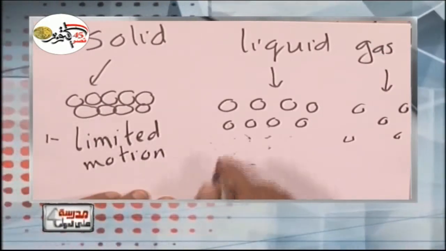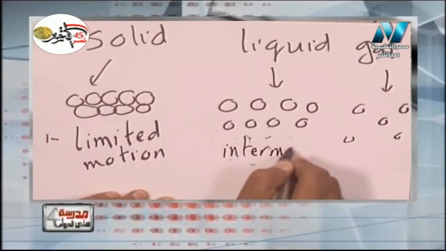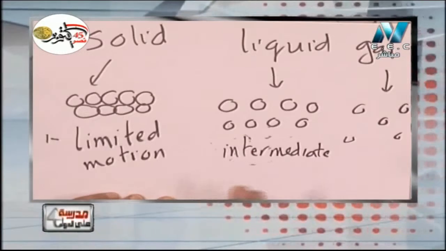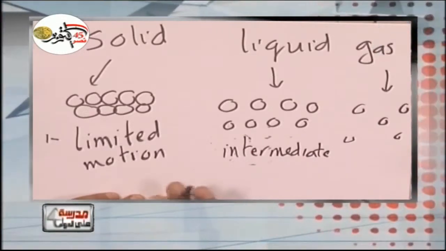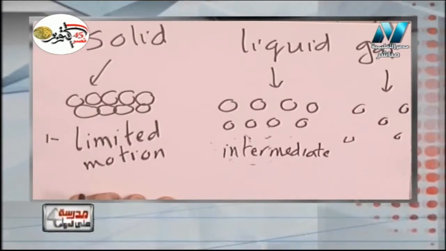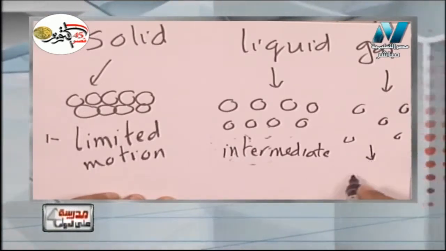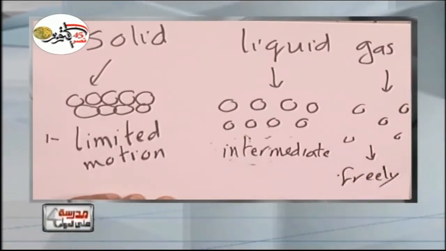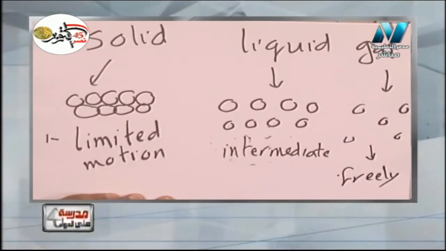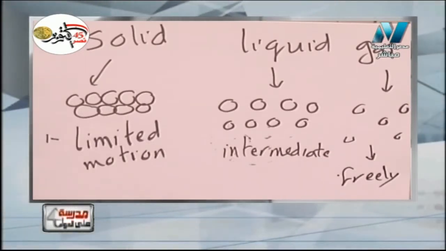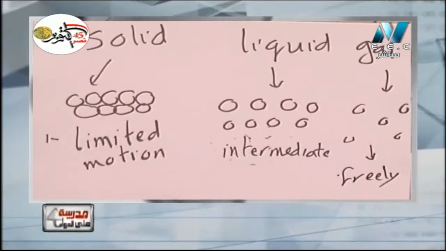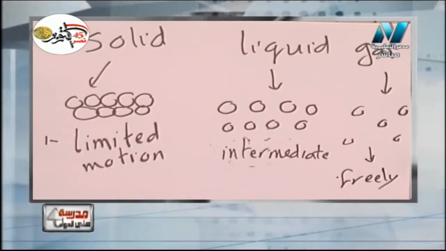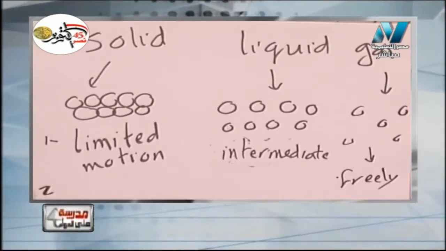And in a liquid, intermediate. Intermediate, relatively high, not very high, okay? But in gas, it is free. They move freely. The perfume spreads in the whole room because molecules of gas have free motion. They move freely. This is the first property of molecules.